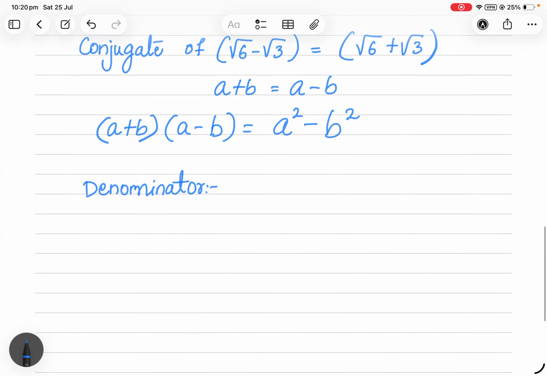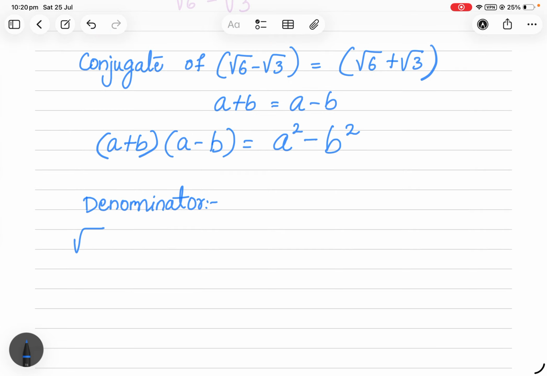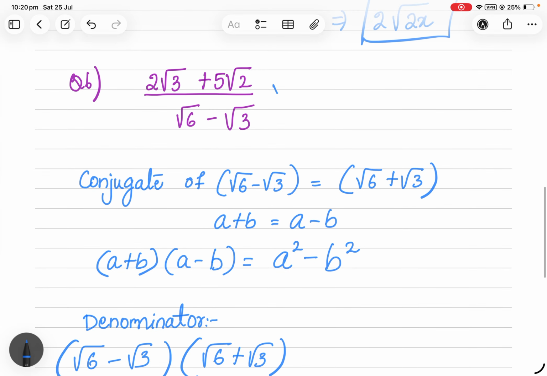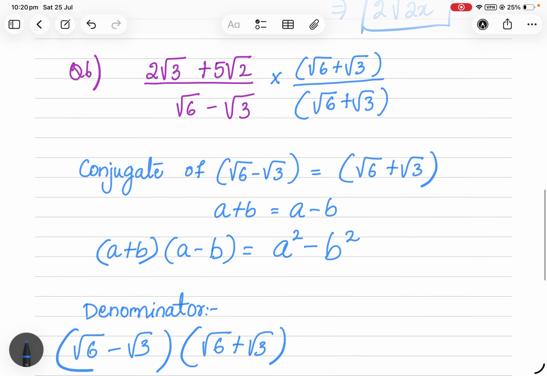So I'm multiplying square root of 6 minus square root of 3 with square root of 6 plus square root of 3. Because remember, your conjugates, you would have done square root of 6 plus square root of 3 in the numerator and then square root of 6 plus square root of 3 in the denominator. You're not changing the original value.